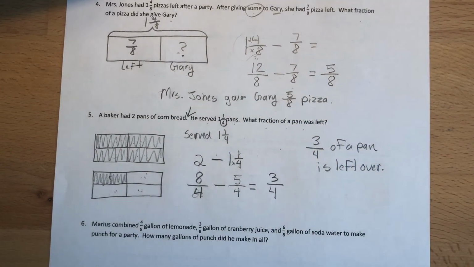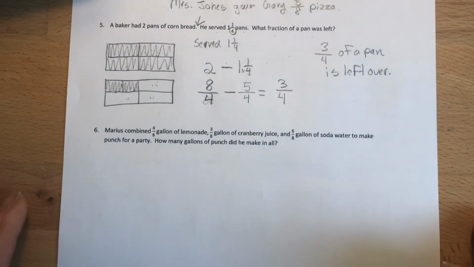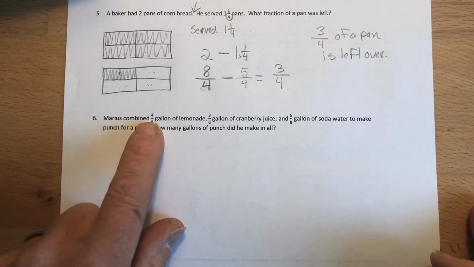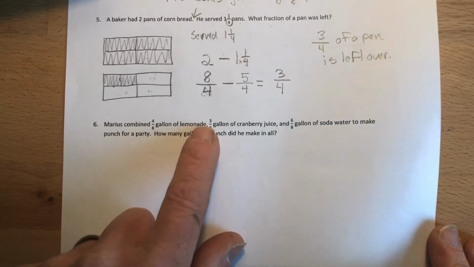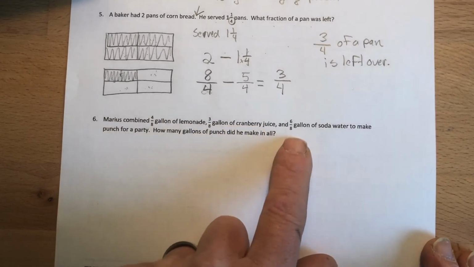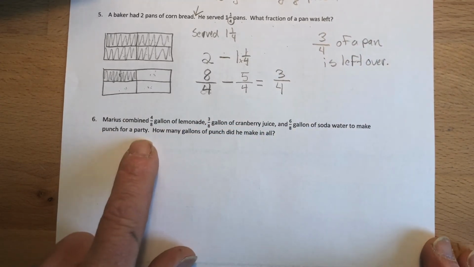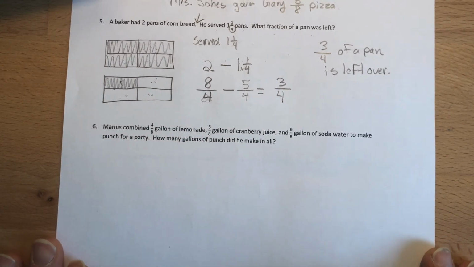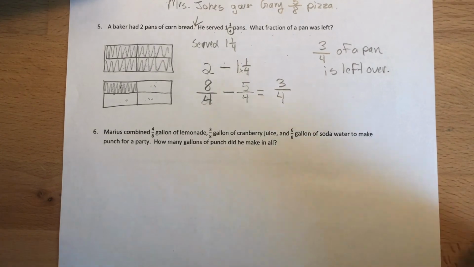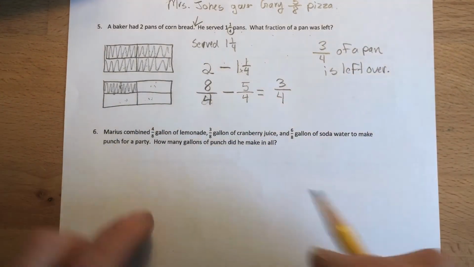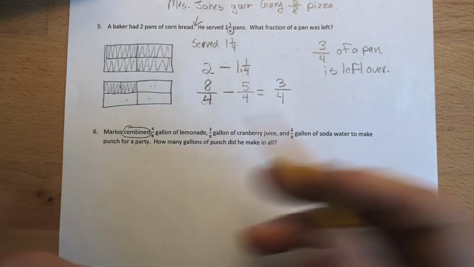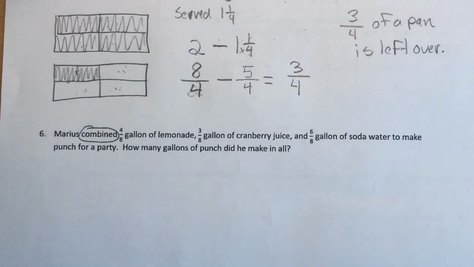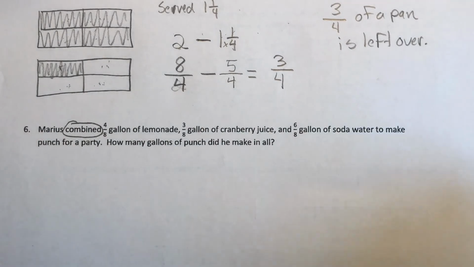Good. All right, last one. Marius combined 4/8 gallon of lemonade, 3/8 gallon of cranberry juice, and 6/8 gallons of soda water to make punch for a party. How many gallons of punch did he make in all? When I say how many did he make in all, it means he combined them. You see that? He put them all together. So what kind of problem is this? Addition or subtraction? This is a flat-out addition problem, isn't it?